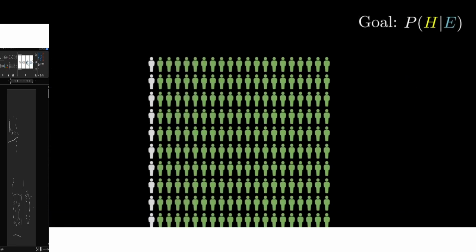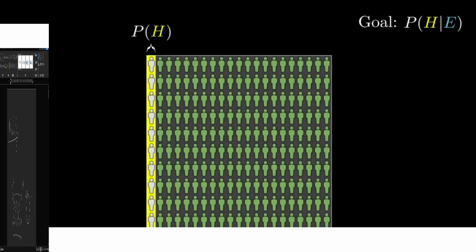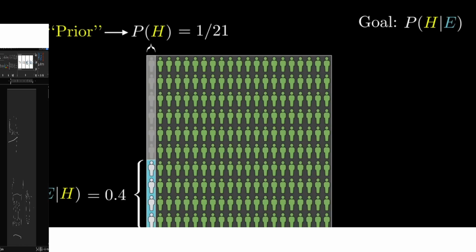Now remember the first relevant number we used. It was the probability that the hypothesis holds before considering any of that new evidence. In our example, that was 1 out of 21, and it came from considering the ratio of librarians to farmers in the general population. This number is known as the prior. After that, we need to consider the proportion of librarians that fit this description, the probability that we would see the evidence given that the hypothesis is true.